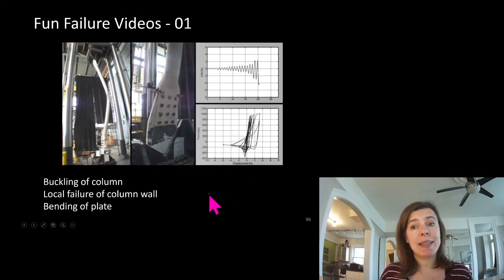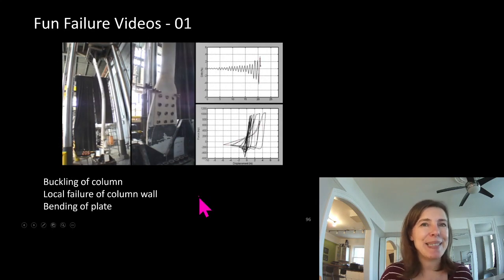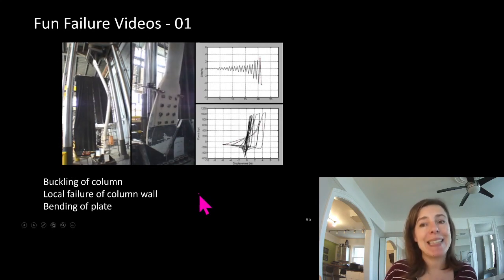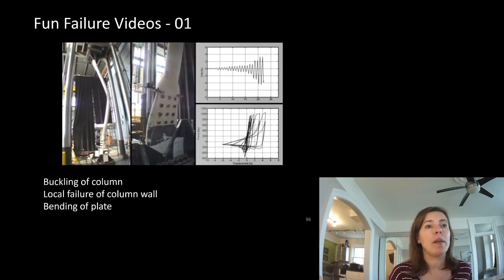They're testing this to failure on purpose. It doesn't mean that the object doesn't work. It's doing exactly what it's supposed to do. But they needed to test it to failure for code. They needed that information for code work.